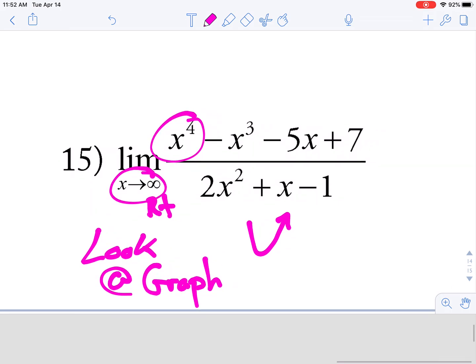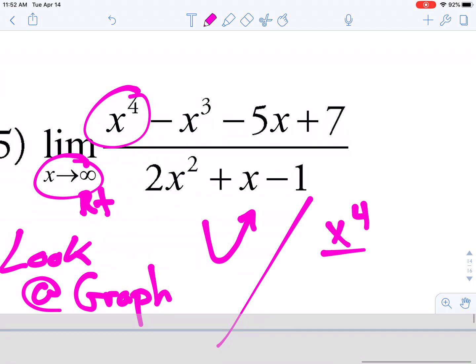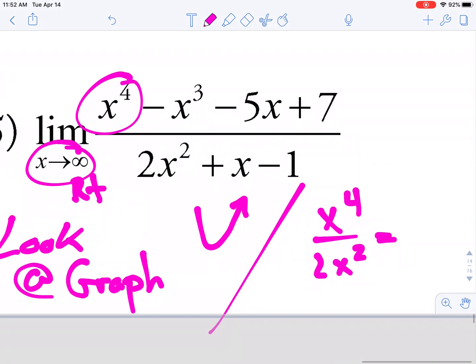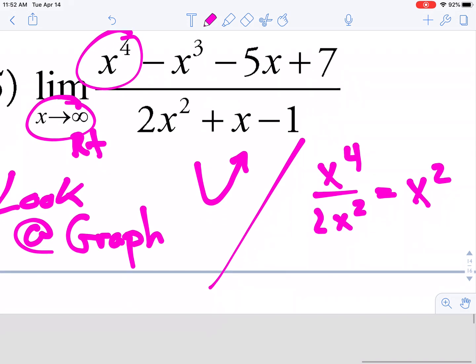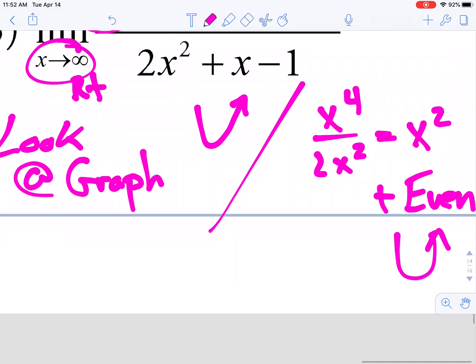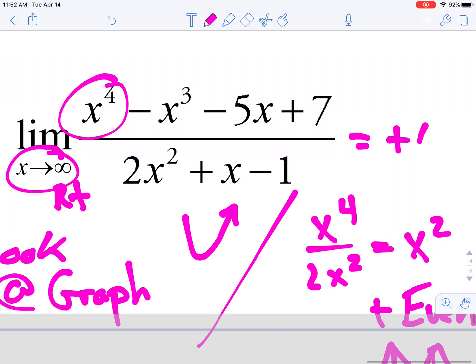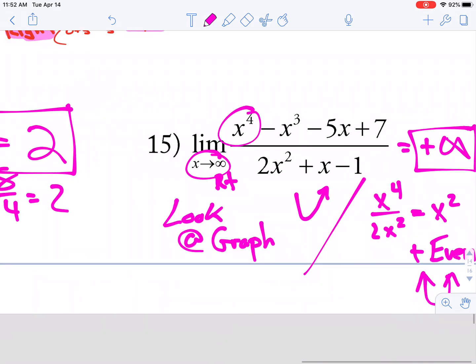Or you can do a quick simplifying problem. So you could take the x to the fourth over 2x squared and simplify it real quick and get x squared. Well, since it comes out to be a positive even function, we can also say that it's opening up both sides, which means we're going up to positive infinity. So you can do it two methods too.